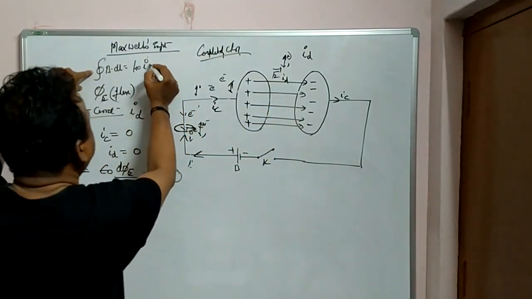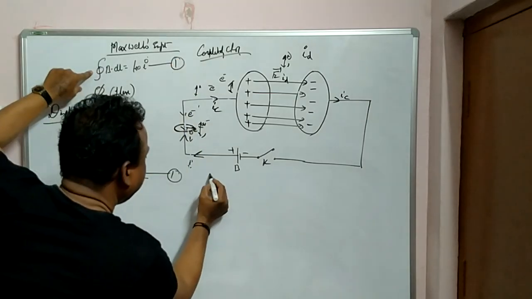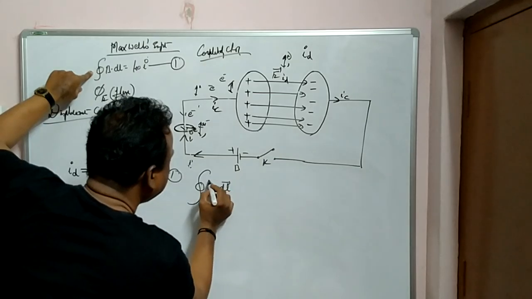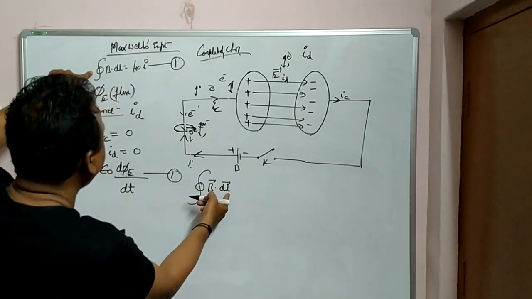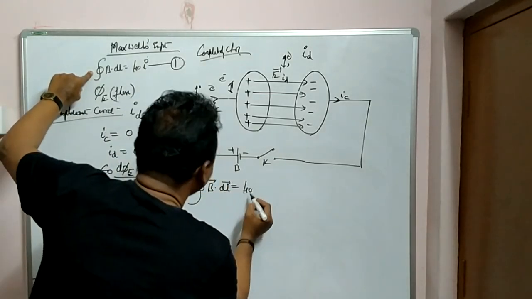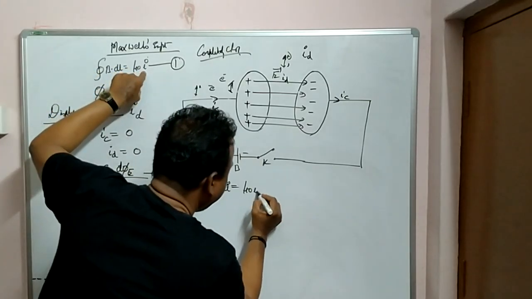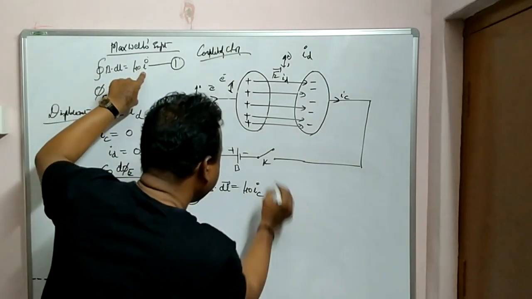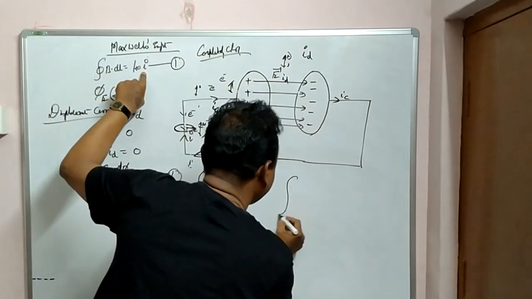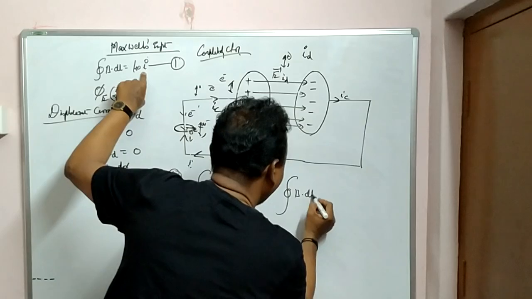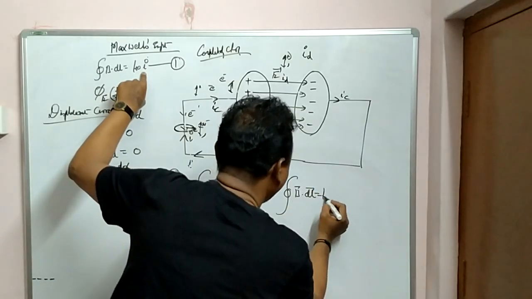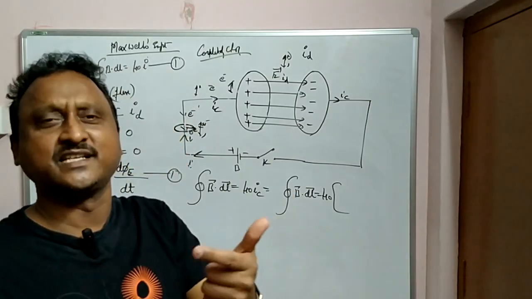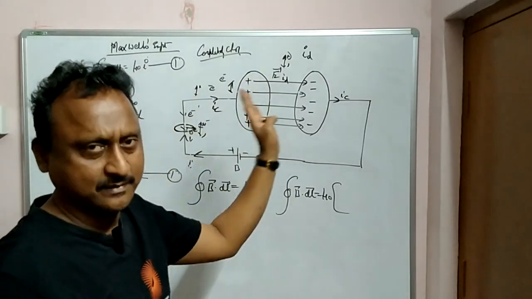What is Ampere circuit law? That is integration around a closed loop, B dot dl, magnetic field induction into elemental length, is equal to mu naught times I. This I is nothing but what? IC, conduction current. So I change this equation as the first equation, that is integral B dot dl is equal to mu naught times this IC, sometimes it is IC, sometimes it is ID. Suppose the current is flowing here.